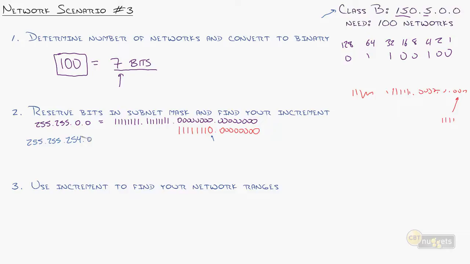CIDR notation, originally we had a /16, and now we graduated ourselves to a /23 because we added 7 bits onto our 16 right here. So that's our new subnet mask in CIDR. That's our new subnet mask in decimal notation.